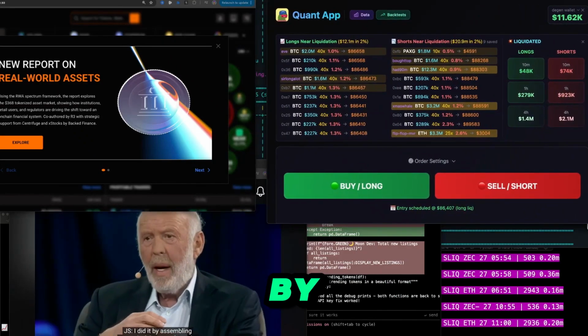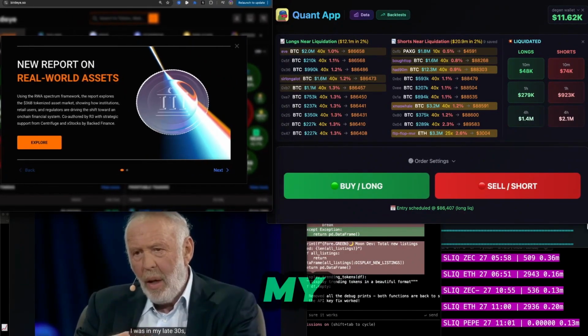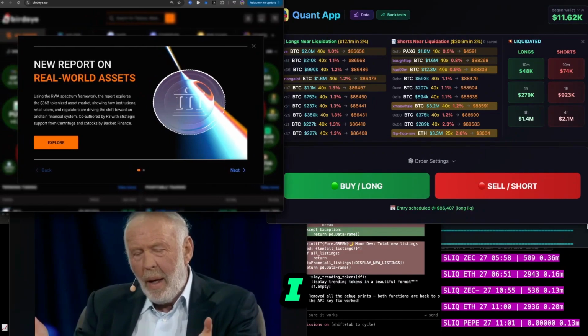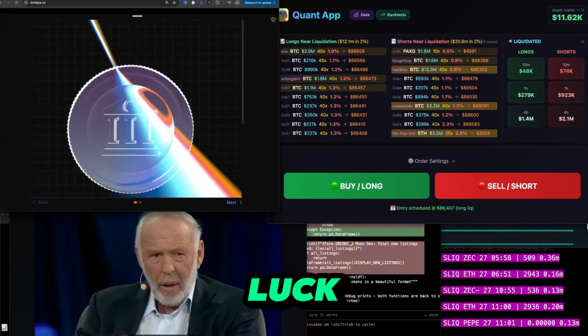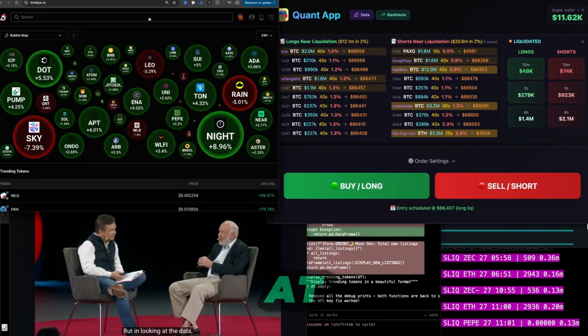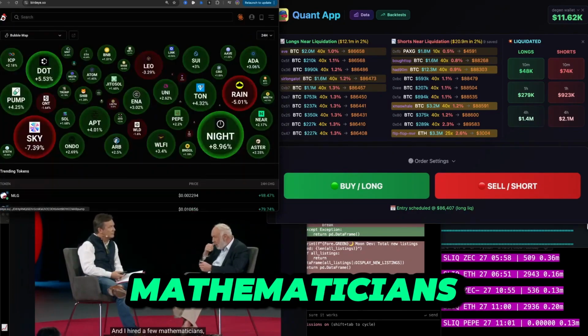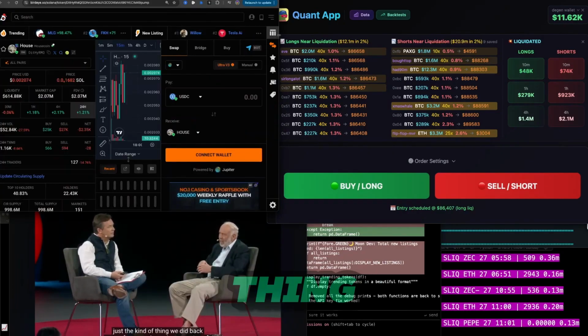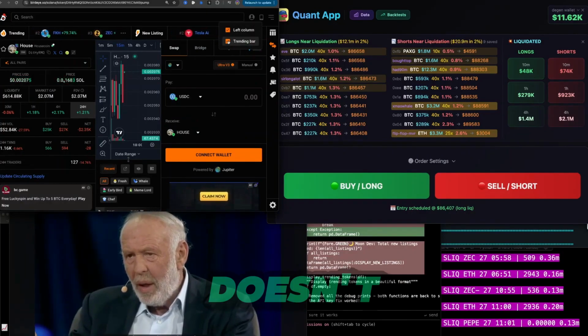Well, I did it by assembling a wonderful group of people. When I started doing trading, I got a little tired of mathematics. I was in my late 30s, I had a little money, I started trading, and it went very well. I made quite a lot of money with pure luck. I mean, I think it was pure luck. It certainly wasn't mathematical modeling. But in looking at the data, after a while, I realized, hey, looks like there's some structure here. And I hired a few mathematicians, and we started trying to make some models. Just the kind of thing we did back at IDA. You design an algorithm, you test it out on a computer, does it work, doesn't it work, and so on.